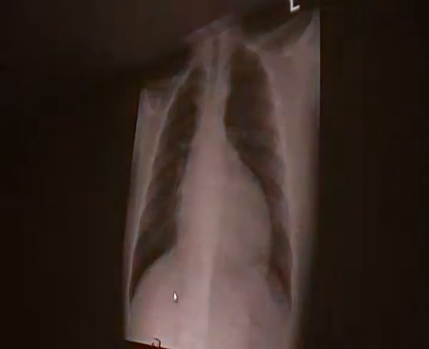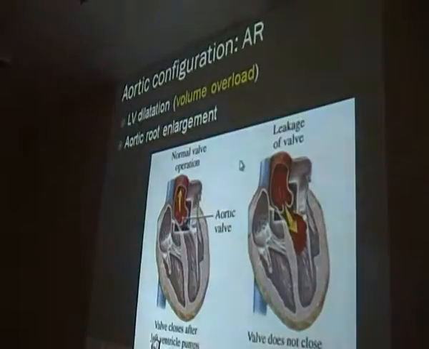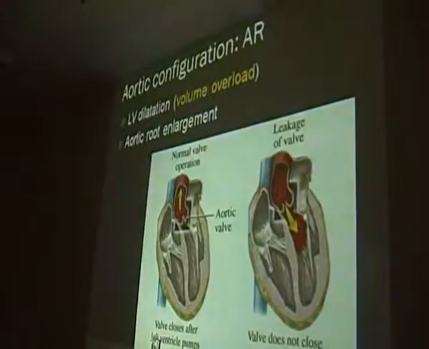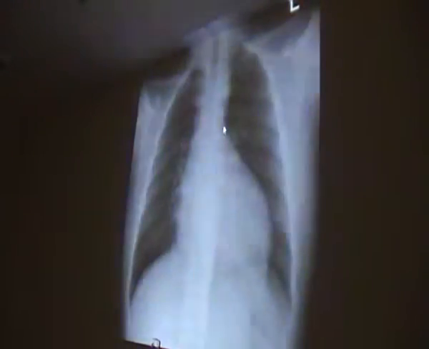So you can see the contour here is enlarged, and you can see still the so-called waist of the heart here. And if you try to look for the aortic root enlargement, this one is the aortic root, it will be enlarged.